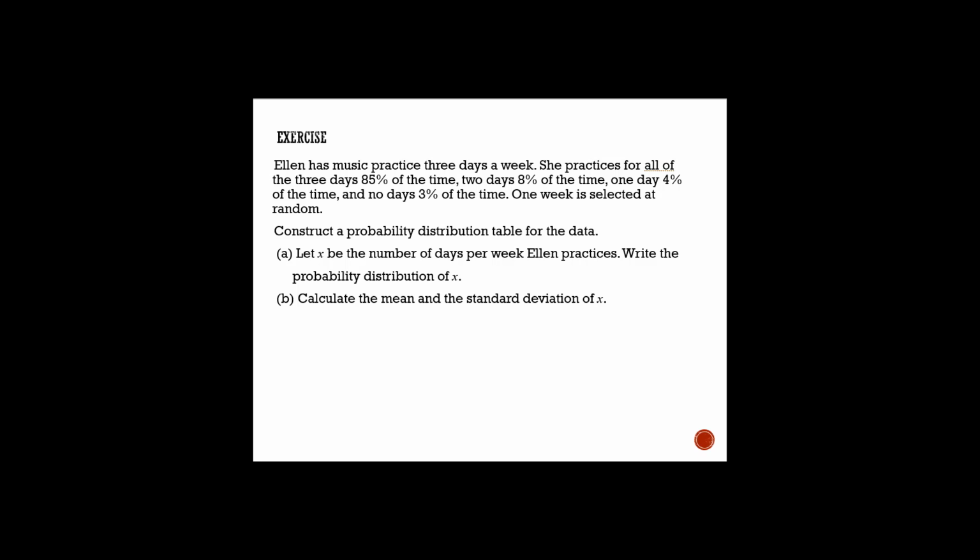X is the number of days per week Ellen practices, so you're going to write what the possibilities are down there. She's going to have either no days, or 1 day, or 2 days, and you can finish filling that in. And then you're going to fill in the probabilities that are given to you in the narrative. Next, I want you to calculate the mean and the standard deviation of x. Be sure you do the work before you go forward and check your answers.